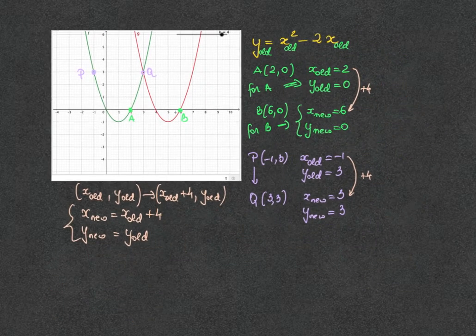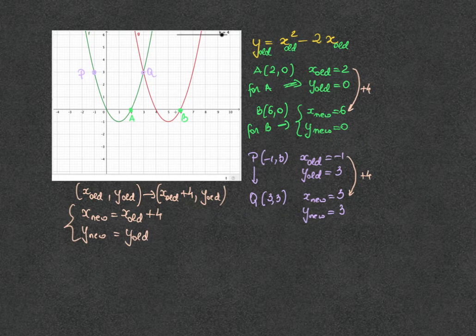So I'm almost ready to write the equation of the red graph, the new graph. So any point on the red graph will have the coordinates x new, y new. But this one comes from a corresponding point on the old graph, right? The corresponding point on the old graph, being on the green equation, has the equation y old is x old squared minus 2 times x old, because it's on this graph.